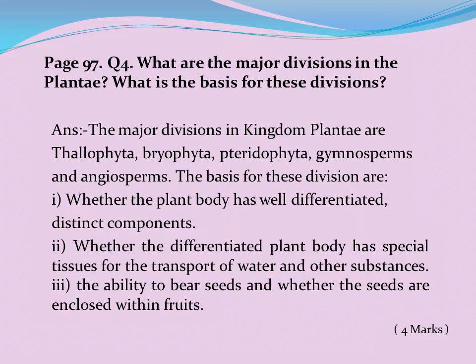Page number 97. Question number 4. What are the major divisions in the Plantae? What is the basis for these divisions? Answer. The major divisions in kingdom Plantae are Thallophyta, Bryophyta, Pteridophyta, Gymnosperms and Angiosperms. The basis for these divisions are: 1.